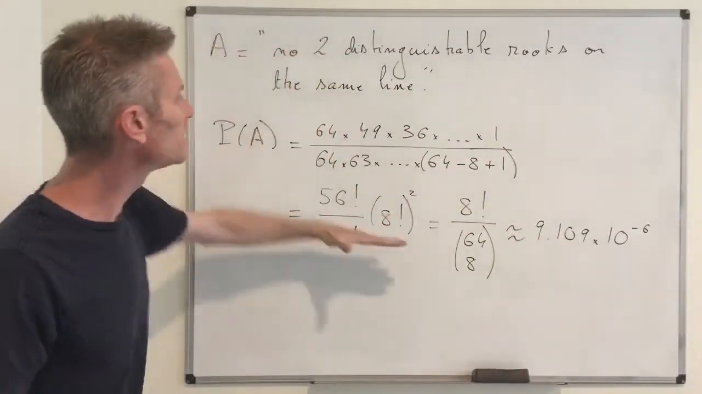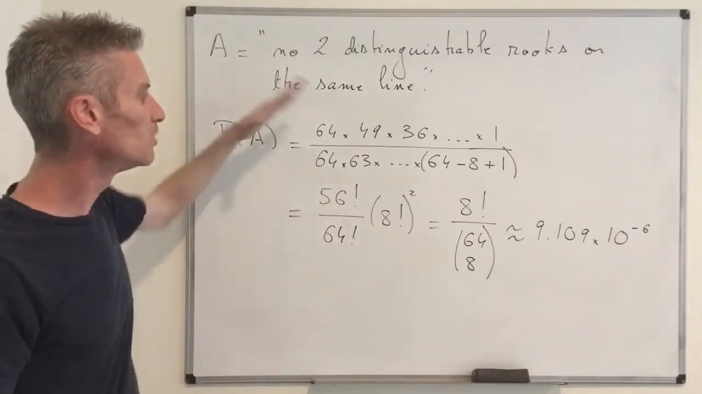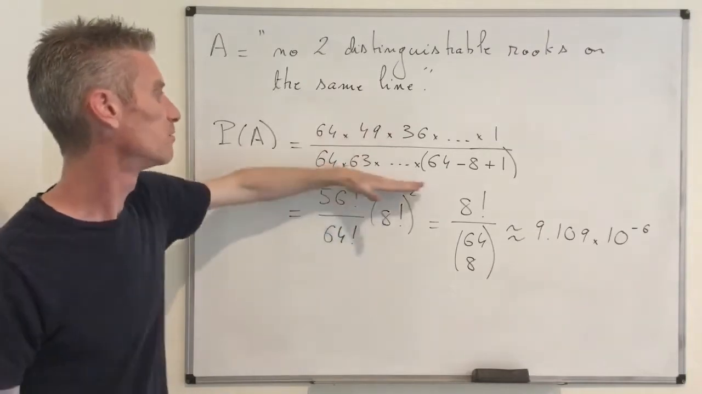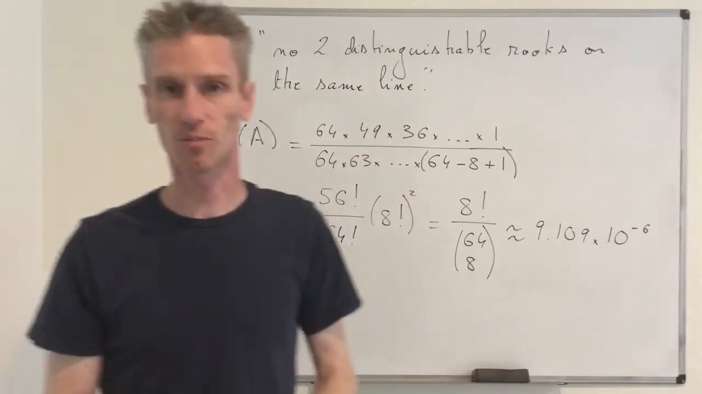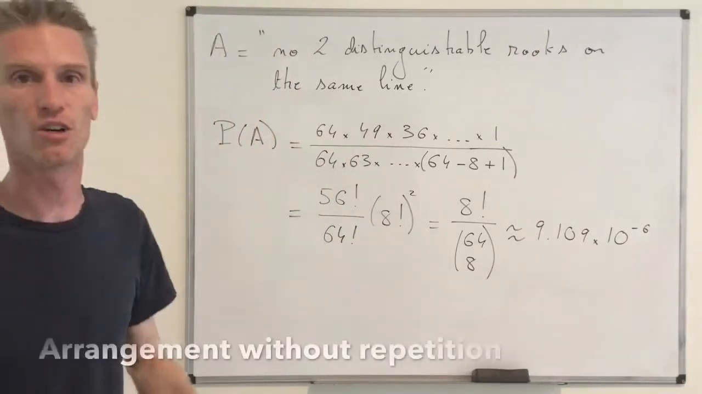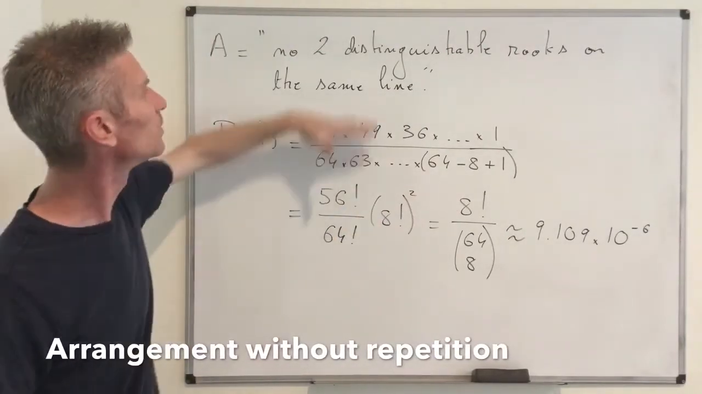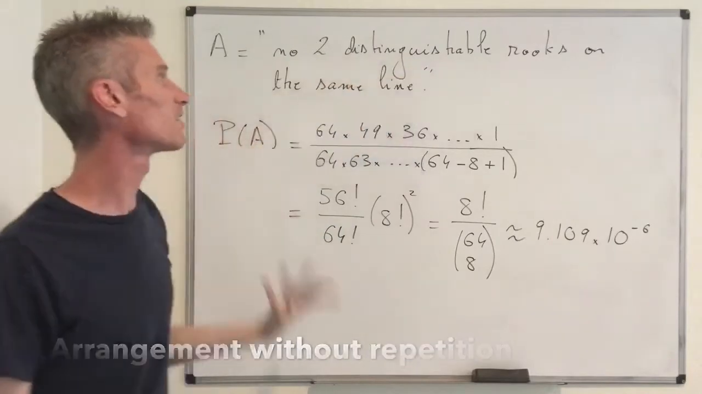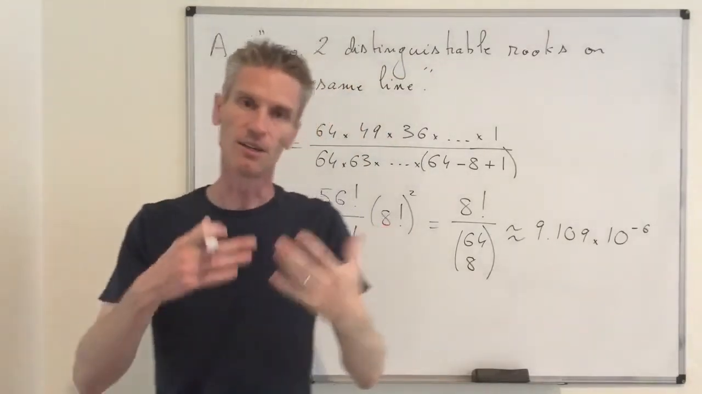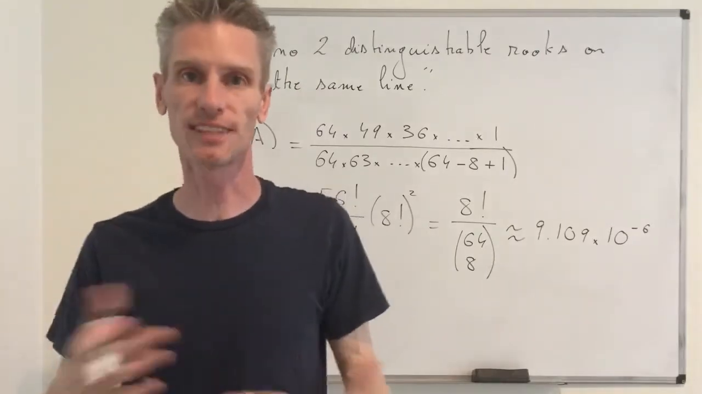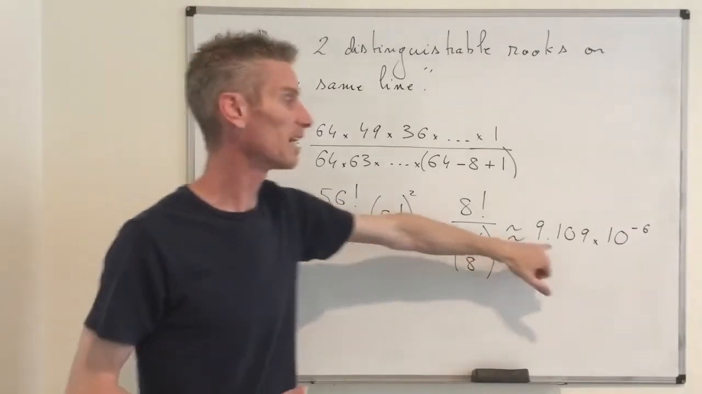So you see here we did the counting process using, for the total size of the sample space, arrangement without repetition. That's the denominator here, and that's in the case where we assume that the rooks are distinguishable. But again, clearly the fact that we assume that the rooks are or not distinguishable should not affect that probability.